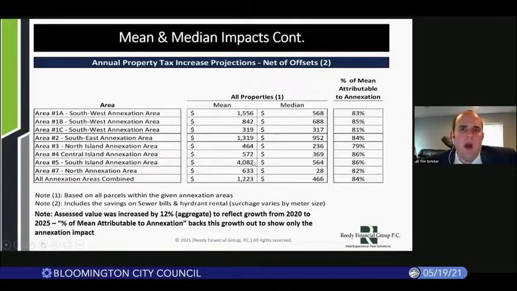For all areas combined, the average increase is $1,223. The median is $466, and the percentage of the average attributable to annexation is 84%.